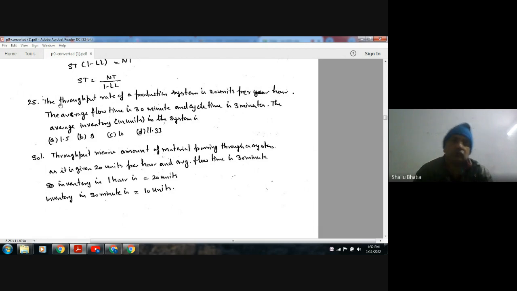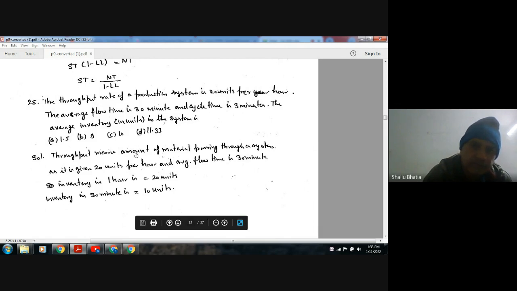Okay. So what is throughput? Throughput means the amount of material passing through a system, and that is given as 20 units per hour. In 1 hour, 20 units are passing through the system. But the average flow time is 30 minutes. So in 1 hour the flow is 20 units, and in 30 minutes it is just 10 units. So the average inventory in the system is 10 units. The answer is C.